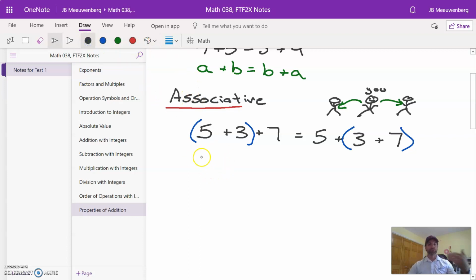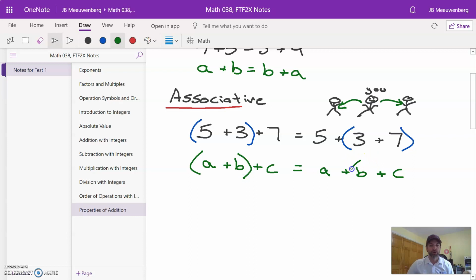If you want to see it in algebraic form, it looks like this. Three different numbers, a, b, and c: (a plus b) plus c is equal to a plus (b plus c), and all we change is where the parentheses go, right? What we want to group. Do I want to group the a and the b, or do I want to group the b and the c? It doesn't matter. It's okay either way.